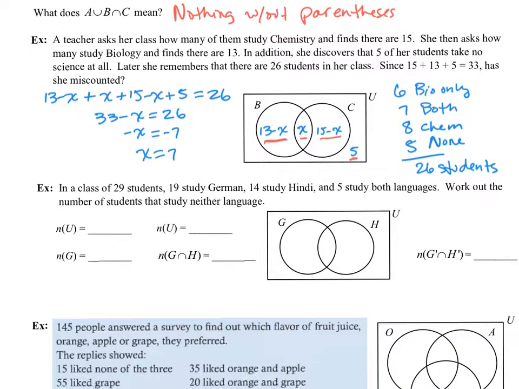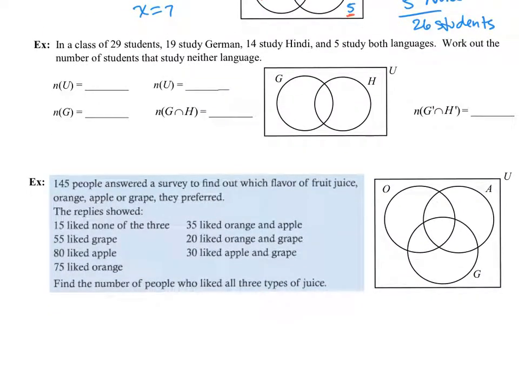This one says, in a class of 29 students, we have 19 that study German, 14 that study Hindi, and 5 that study both languages. Work out the number of students that study neither language. Okay, so of the 29, there have to be some that take no language at all. So let's go ahead and fill out what we know.